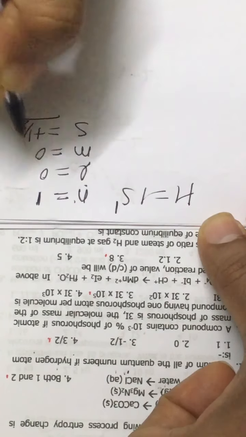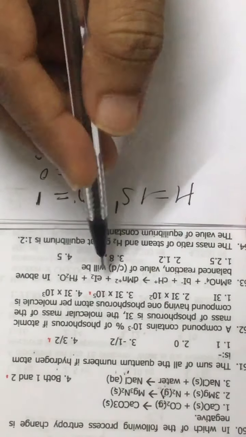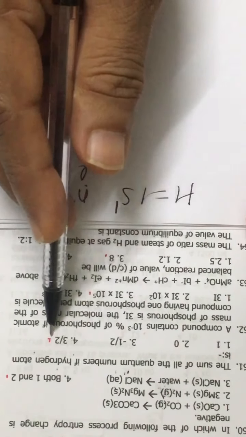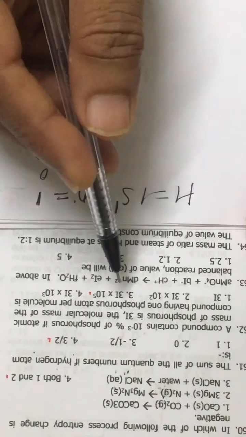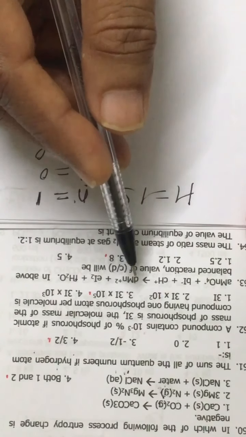So the sum becomes 1 and a half. So the correct answer is 3 by 2. All right. Look at question number 62.